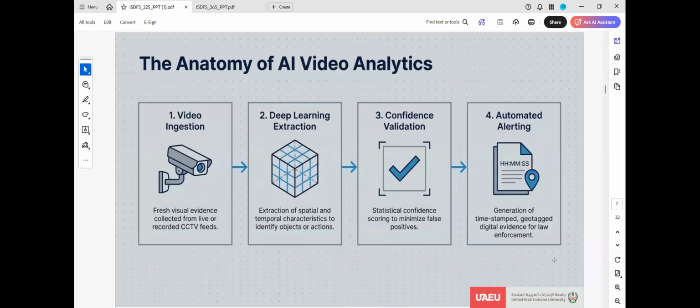So this is the anatomy of AI video analytics. In the traditional one, after an incident happens, we have to take the recorded data and analyze it one by one, scene by scene. Now we take live CCTV feeds. From that video, we go to deep learning extraction, for example identifying objects or whatever actions happen. Then we go to the confidence score, which minimizes false positives, and after that we alert. For example, the geolocation where it happens, so we alert immediately, which will be helpful for law enforcement. That is our motto.